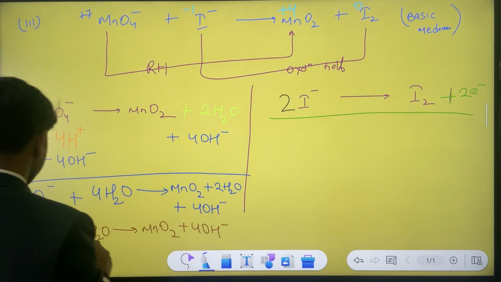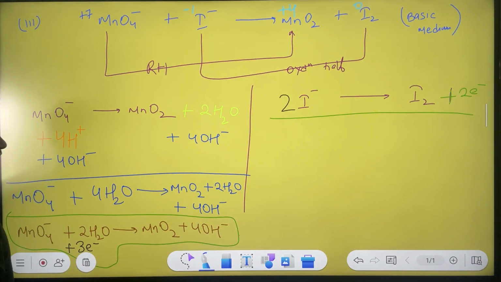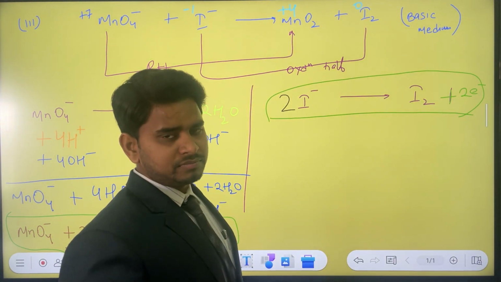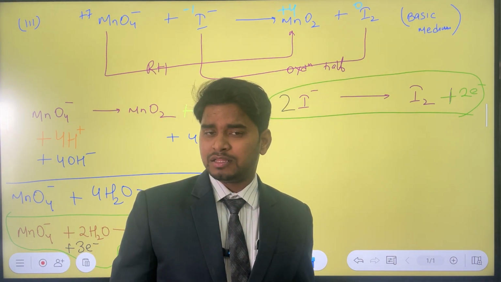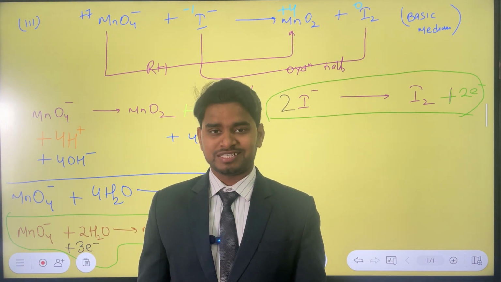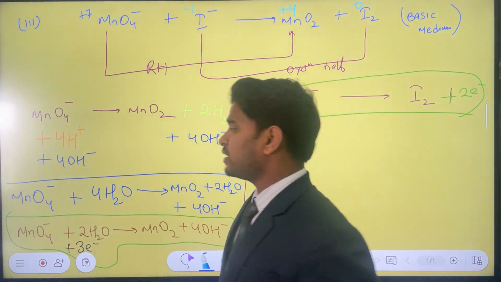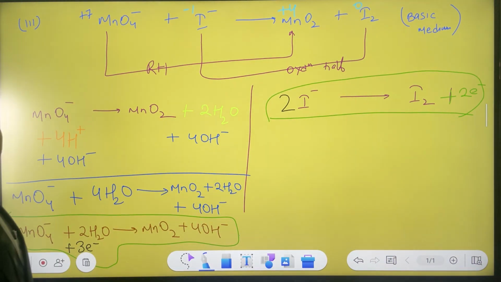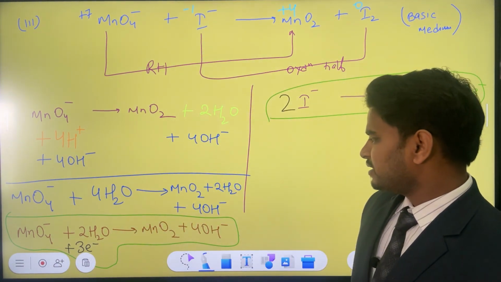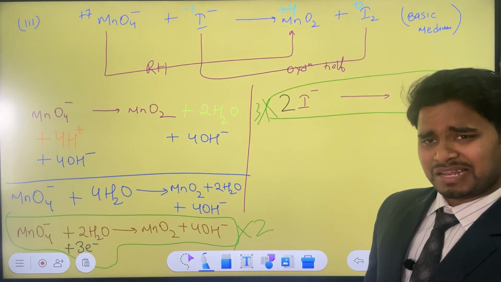Now we have to add these two equations. But how do we add? We add these two equations in such a way that electrons are not a part of the equation. We understand with common sense that in the reduction half electrons will be on the left side, and in the oxidation half electrons will be on the right side. So we have to balance electrons. Here we have 2, here we have 3. So multiply this equation by 2 and multiply this equation by 3. That's as simple as that.